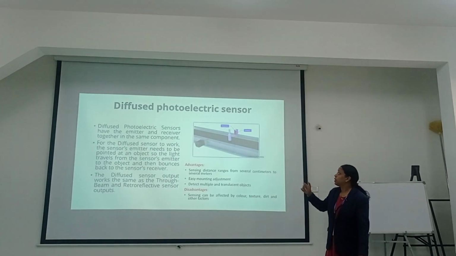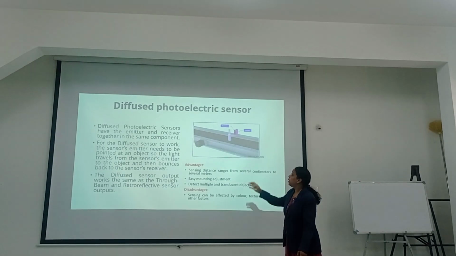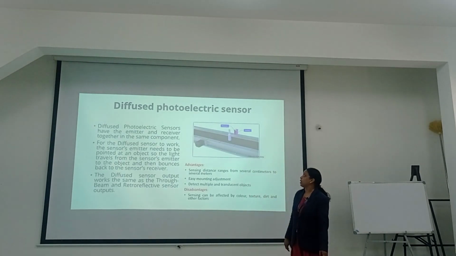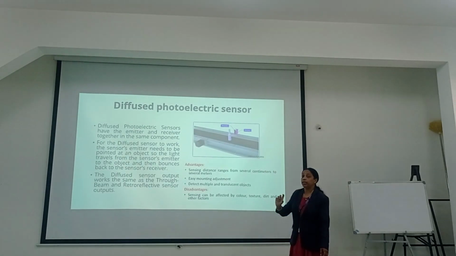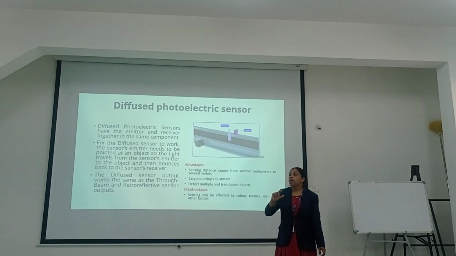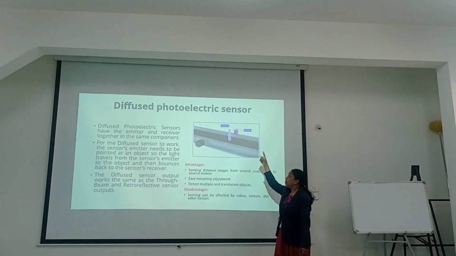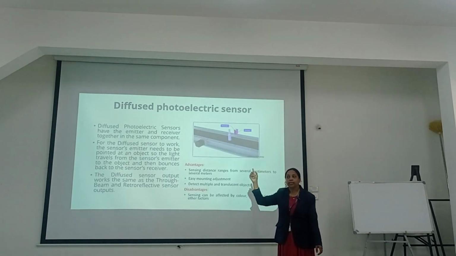Okay. So we'll see the third one, that is the diffused photoelectric sensor. Here also the emitter and the receiver are in only one case. Here the emitter will be transmitting the light rays continuously.